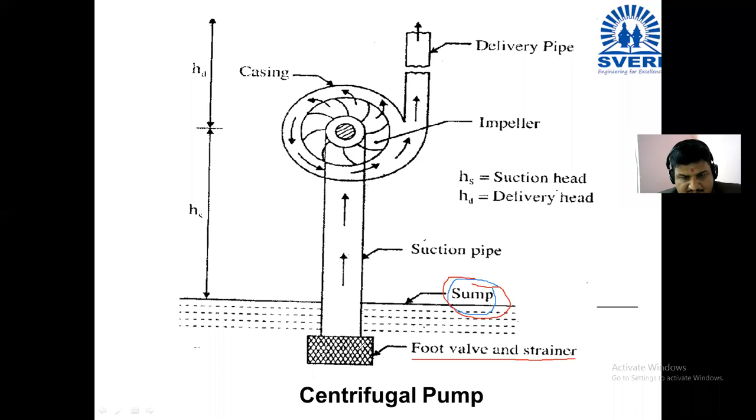And this foot valve and strainer has been fixed at the end of your suction pipe. So this is a suction pipe, and at the end this foot valve and strainer is attached. This foot valve specially is one kind of non-return valve. Non-return valve means what? It only allows the water to come inside the suction pipe.